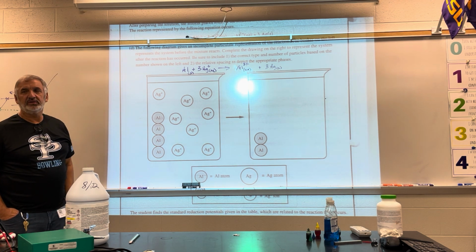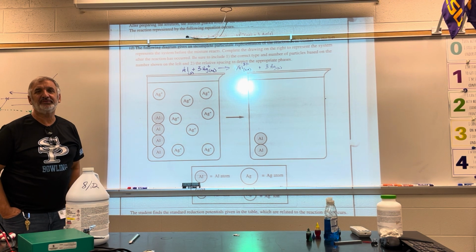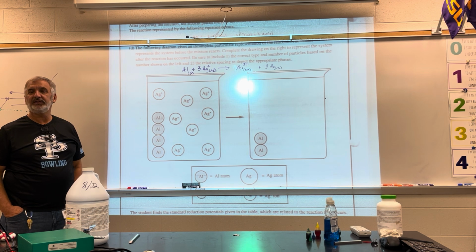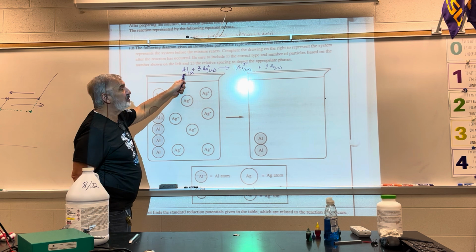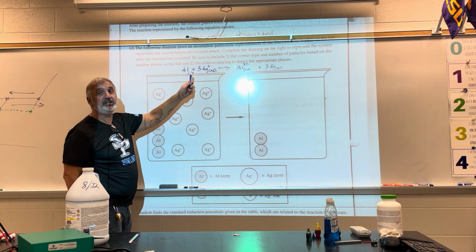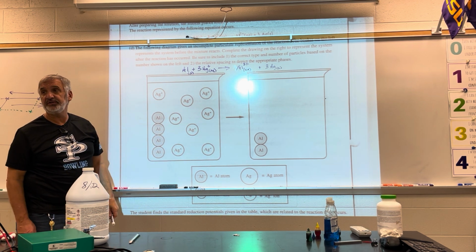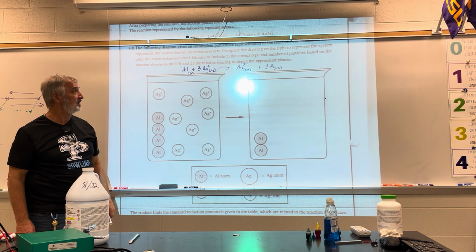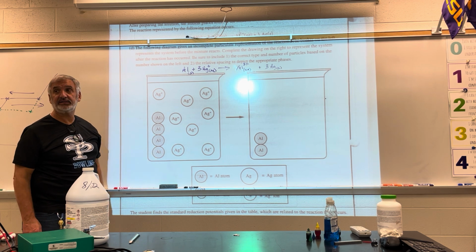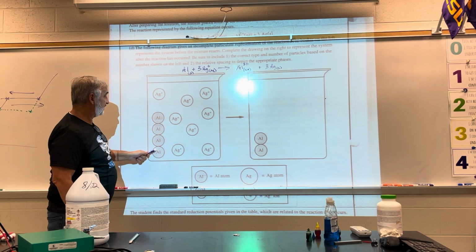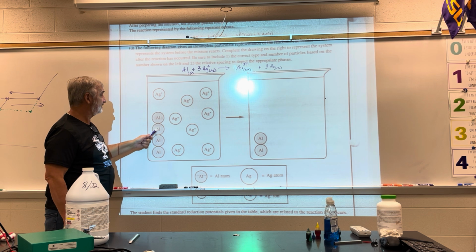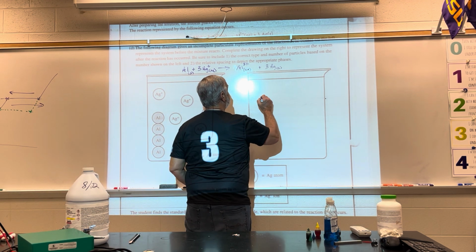All right, so what do we get? We're still working? For every one Al that reacts, how many Ag pluses are going to get reduced? 3. Okay, so how many aluminums actually react? 2, correct? We had 4 to start with, so 2 reacted. So I'm going to have 2 Al3 pluses.